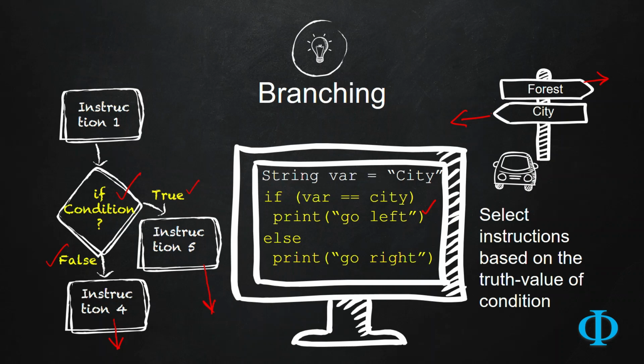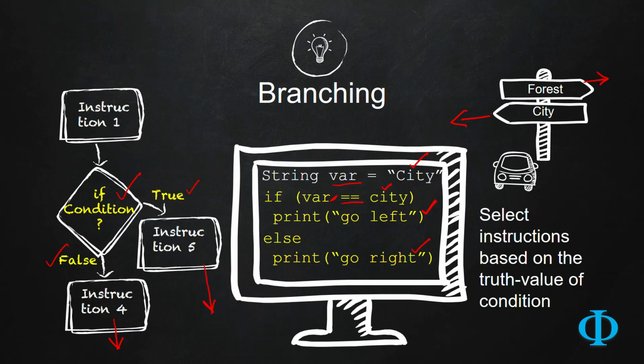You have to choose between two options. Now as you can see in here, for example, there is a variable of type string which already has the value city inside. So here what I have done is I have checked whether the value inside the variable var is equal to city or not. And if it is city, then print go left, and else it will print go right.